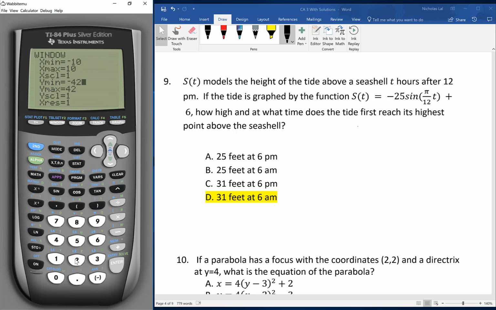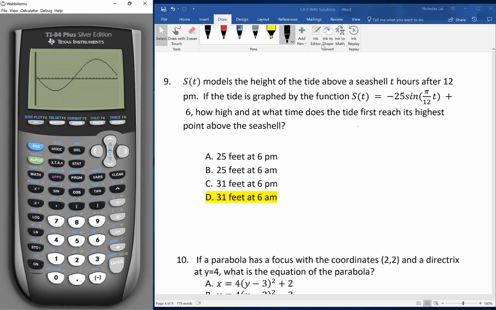And remember we're starting at 12 p.m. and it takes a full 12 hours to go to 12 a.m. and then 18 hours to go to 6 a.m. Our x window can start at 0, but we need to go at least 18 hours out. So let's do a full 24 hours out into the day. All right. Graphing the function. And this is what the function is going to look like.